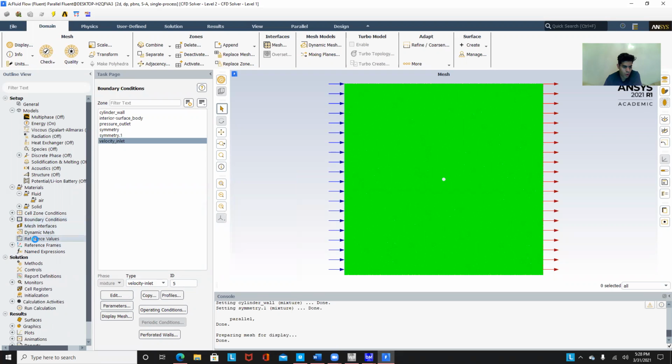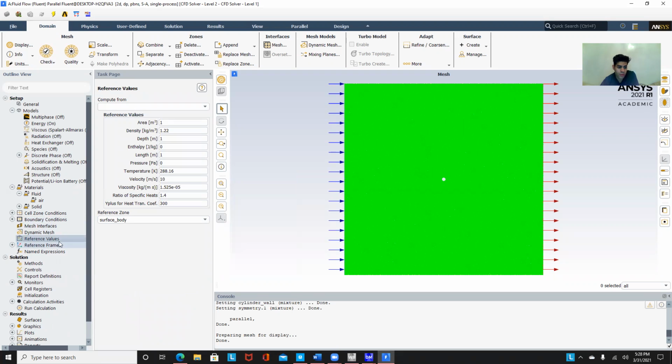Okay. Also, for my reference values, it's very important that we change these so we can see that the area is 1 square meter, which makes sense. We had to change this density, and we also had to change the viscosity, and make sure that the reference values are the same as the ones that we have for our problem. And the velocity should be 10 meters per second, right?